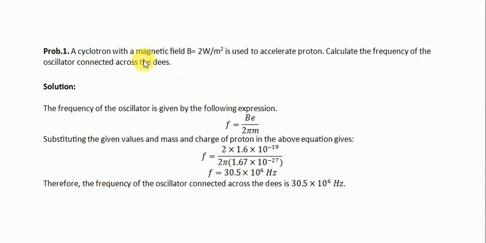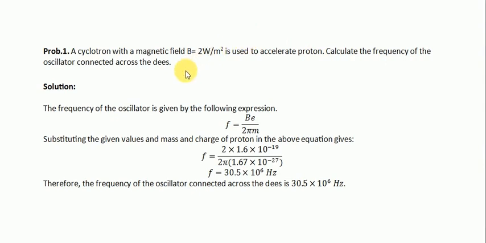Imagine you have a cyclotron with a magnetic field strength B of 2 watts per square meter and it is used to accelerate a proton. Now here is the question, can you figure out the frequency needed for the oscillator connected to the cyclotron? If you are unsure, that's okay. Let's solve it step by step.